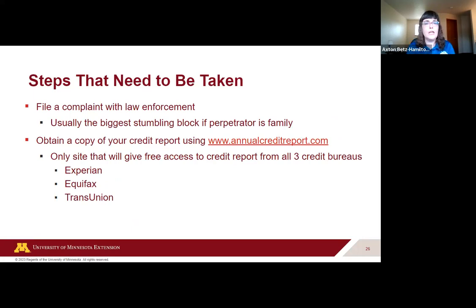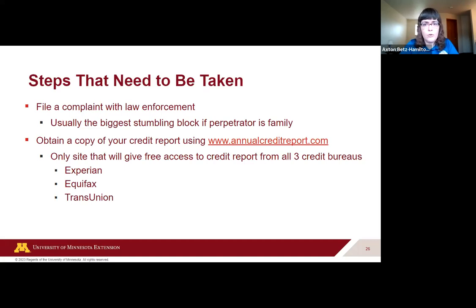So steps that need to be taken: file a complaint with law enforcement. This is usually the biggest stumbling block if the perpetrator is a family member, because again, victims don't want to get a family member in trouble. They may be dependent on that family member for financial resources or caregiving resources. They don't want to cause conflict within the family, or maybe they don't want to exacerbate conflict that's already there.